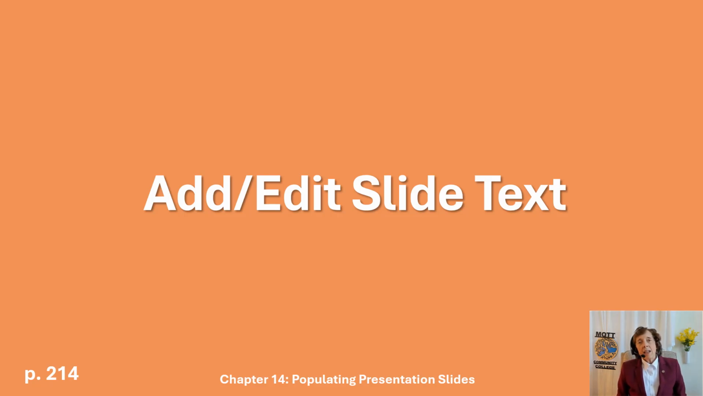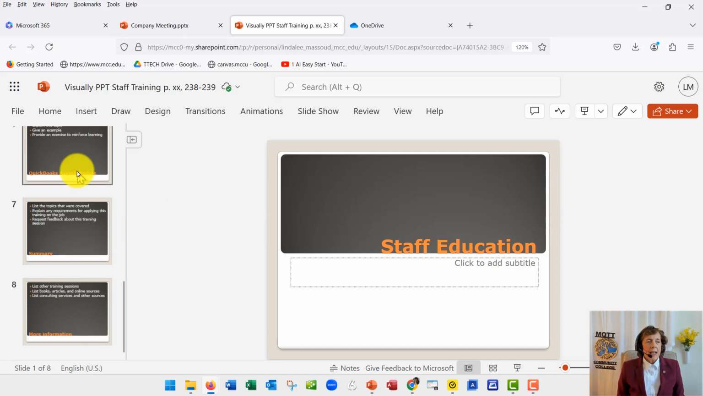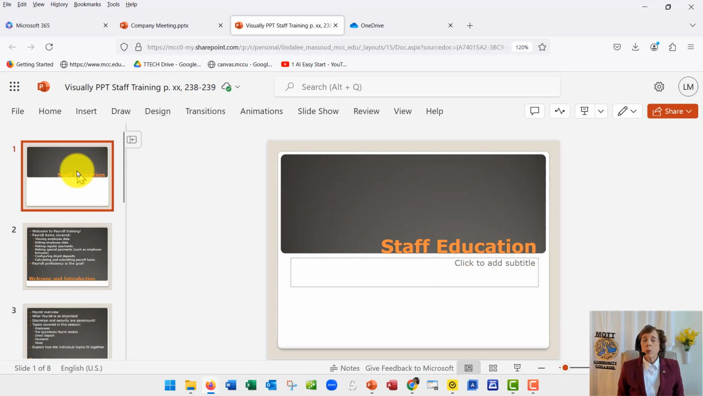Add and edit slide text. This is the staff training PowerPoint that you can open. Right now it says staff education. Notice that it already has a set of slides and we'll work with some of them. That's the thumbnails view. And here we're going to work on our slide in normal view or edit view.